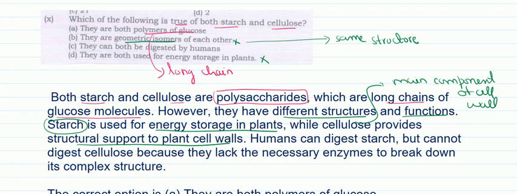Humans can digest starch. If we take in starch, our digestive system can break it down, but it cannot digest cellulose. Humans cannot digest cellulose because we lack a necessary enzyme to break down its complex structure. What enzyme do we require to break down cellulose? Cellulase. But we don't have this enzyme, that's why humans cannot digest cellulose. So statement C, they can both be digested by humans, is also wrong because starch can be digested but cellulose cannot be digested by humans.